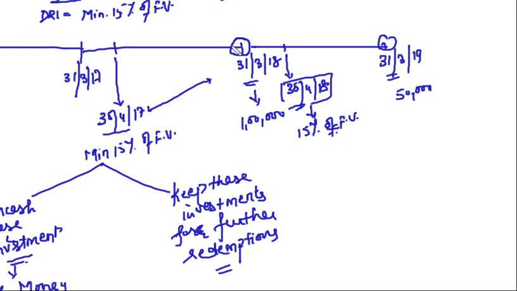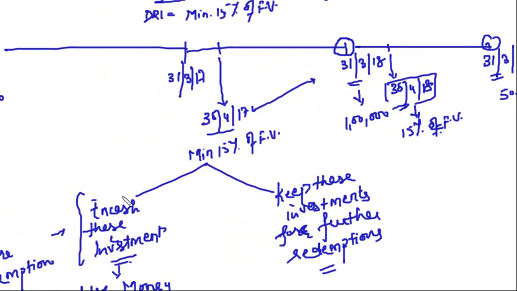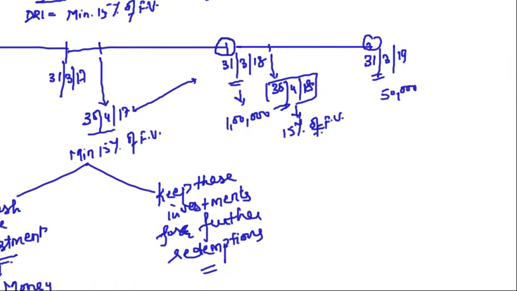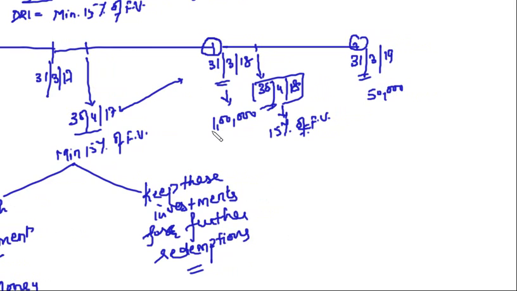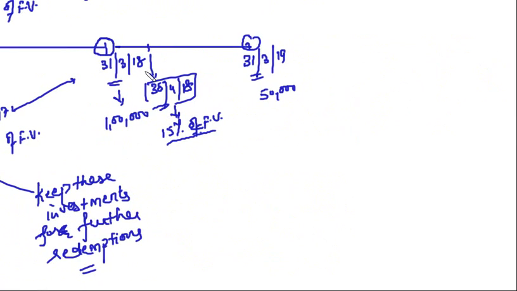So instead of encashing these investments on 31st of March 18, if you are able to pay this 1 lakh rupees and don't need these investments, what you do is keep these investments for the further redemption of debentures. You keep the money invested to the extent of 15% of the face value. The rest of the investments you can encash, and whatever investments are required here, you keep the money invested that will be used for redemption on 31st of March 2019.